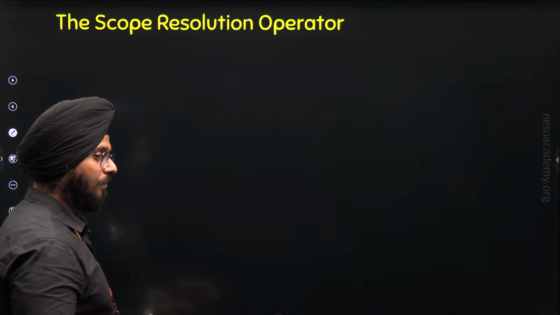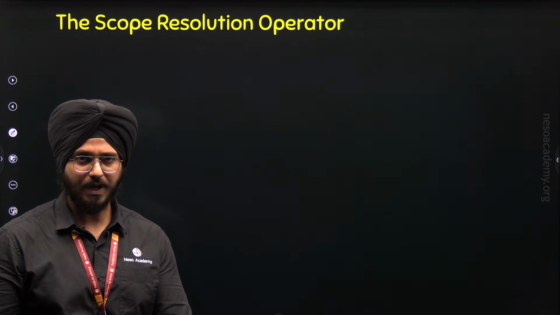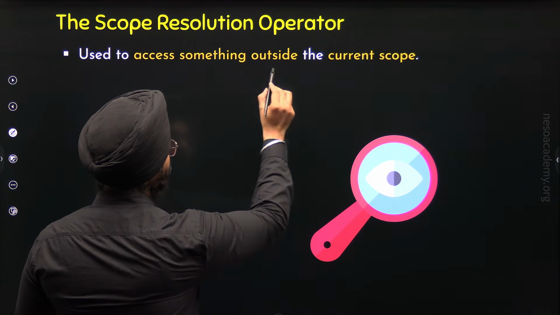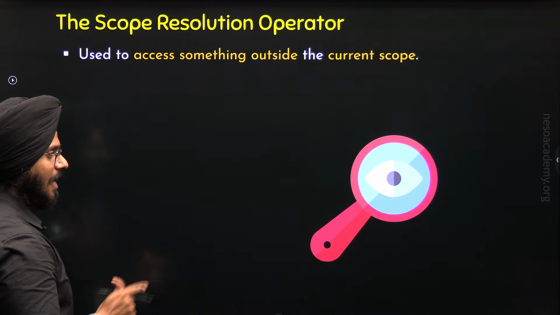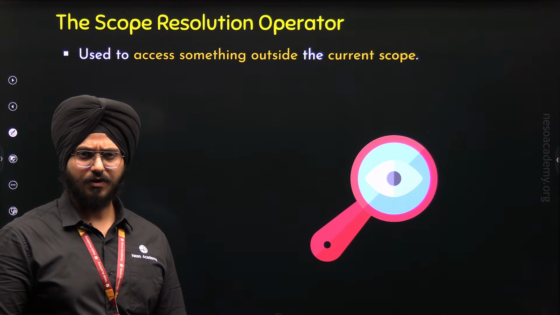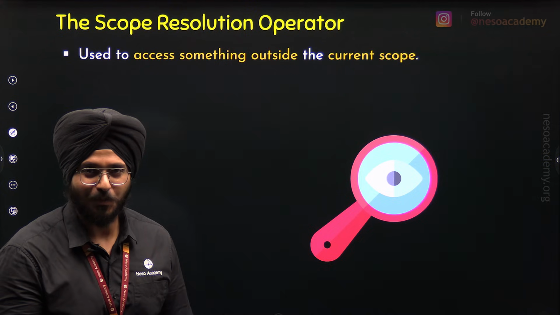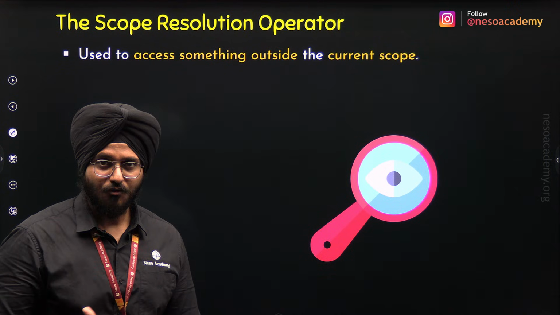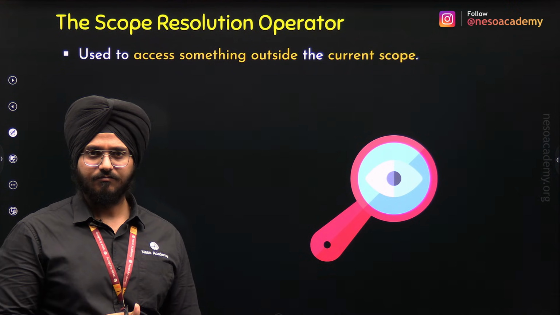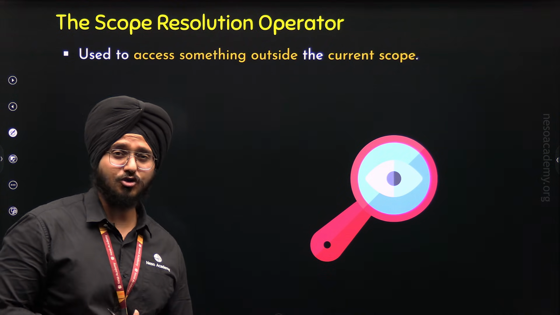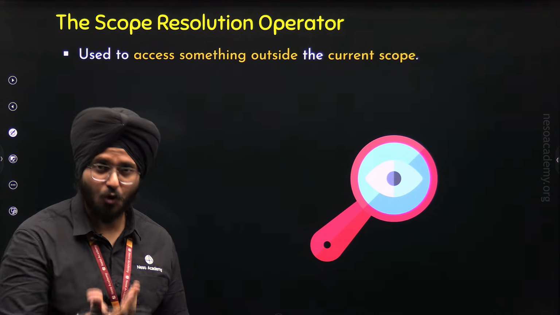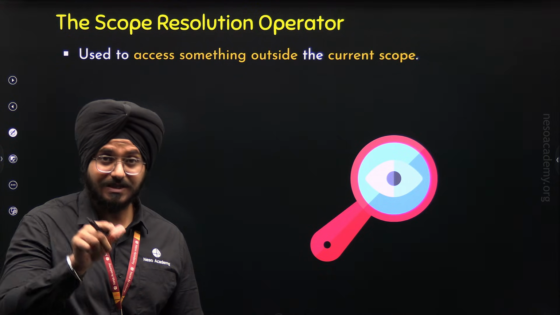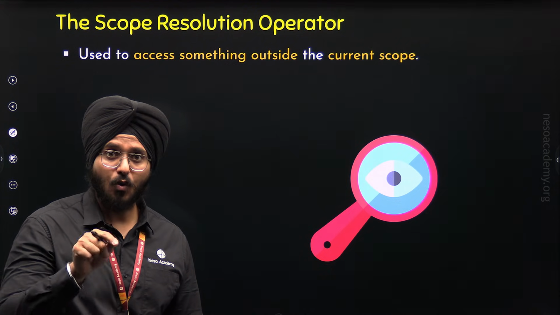So what is the scope resolution operator? Scope resolution operator is the operator that allows us to access something outside the current scope. In order to understand this definition properly, first we need to understand the meaning of a scope. Now, what is a scope? A scope is a region or area where we can define some entity. We can define a variable, function, or some other entity in a scope, and that specific entity is visible or accessible within that scope only.